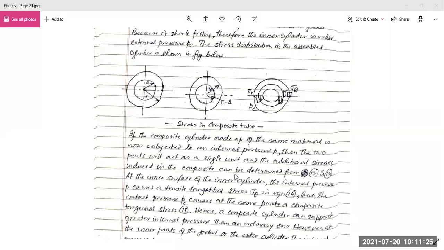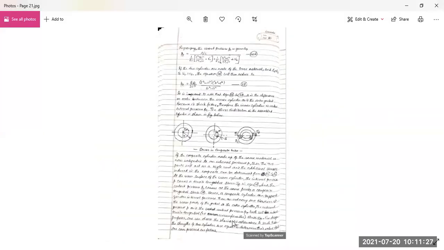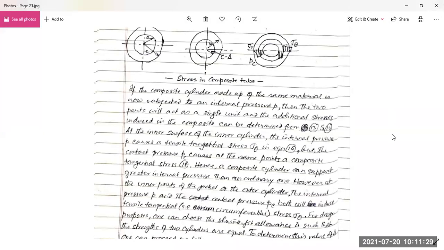Now, the internal pressure P causes, but the contact pressure PC causes at the same point, a composite tangential stress. Hence, a composite cylinder can support greater internal pressure.